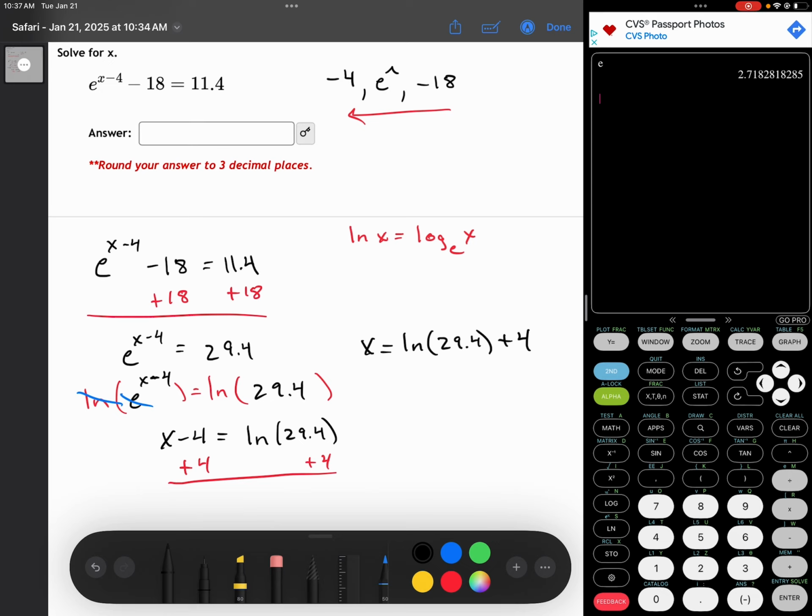You do have a natural log button on your calculator. It's below the log, so I can just do the natural log of 29.4. You can arrow out of that and then finish by adding 4. Because this problem does ask us to round to 3 decimal places, you end up with 7.381, and that would be your final answer.